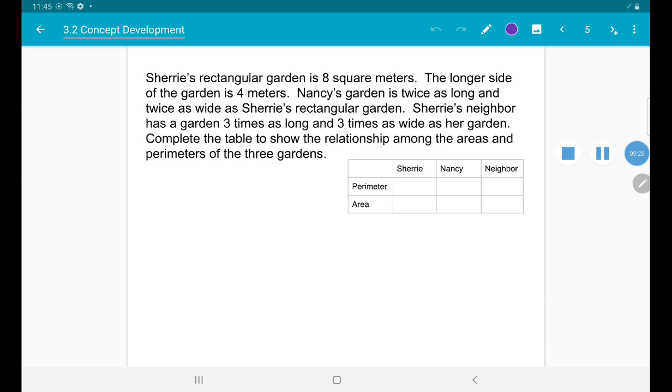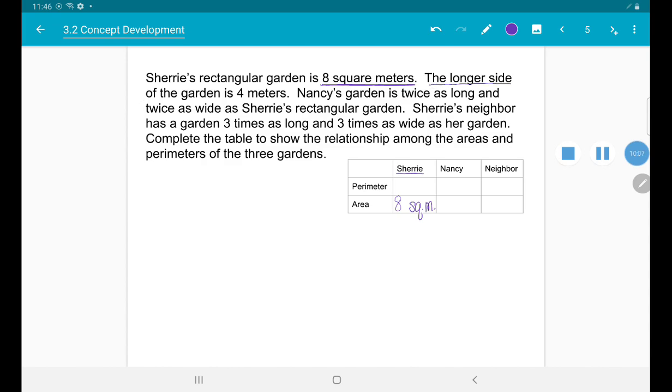All right, so let's take what we know. Sherry's rectangular garden is 8 square meters. If it tells me 8 square meters, I know that that's going to have to be the area. So I'm going to go ahead and put that in my table that's down here. So here's Sherry. The area is 8 square meters.